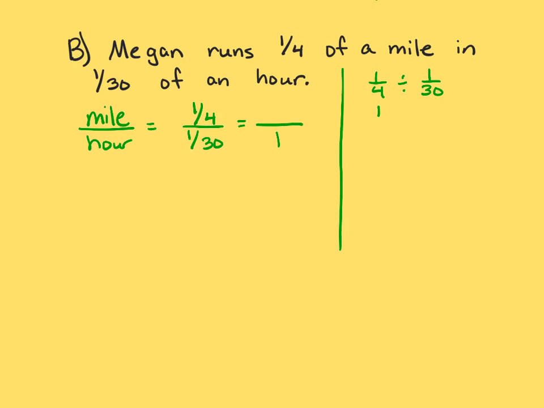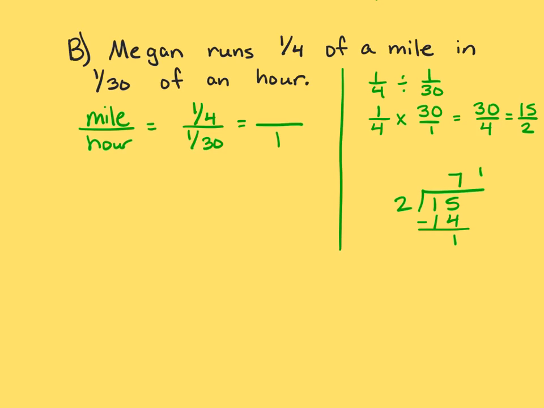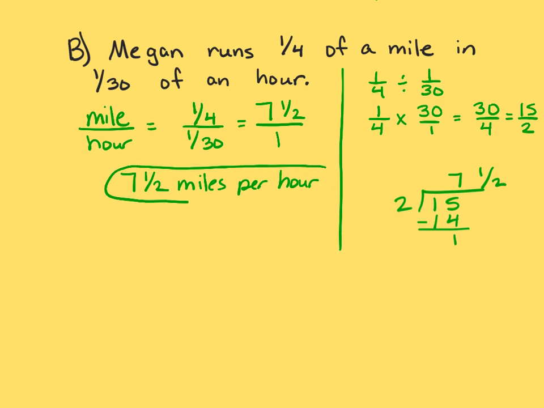I'm going to change it to a multiplying problem. So 1/4 times 30/1, and we get 30 over 4, which does reduce to 15 over 2. Could go to the side, do some long division. 2 will go into 15 7 times, and we get a remainder of 1 out of the 2 that we started with as our divisor, so 7.5. That tells us that she can run 7.5 miles per hour. And you could use the abbreviation MPH.